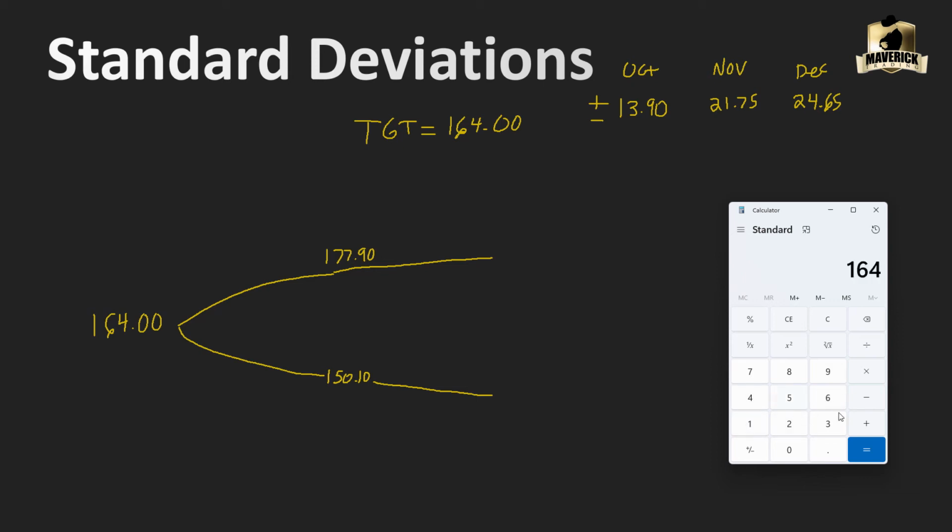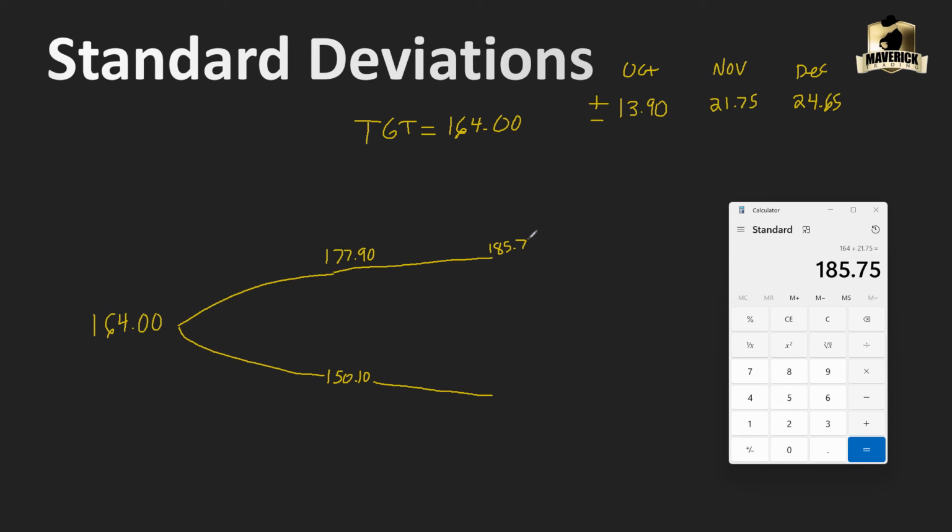Well, if we build the next one, 164 plus 21.75, and if you wanted to put this at 164.20 where the stock was trading instead of rounding it, that's perfectly fine. I'm just showing you that it doesn't have to be perfectly scientific.